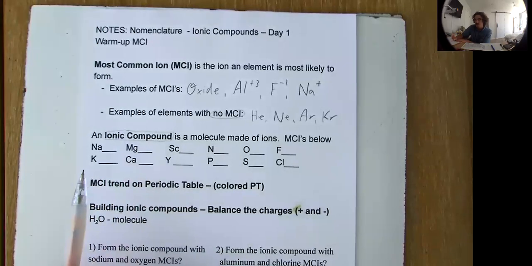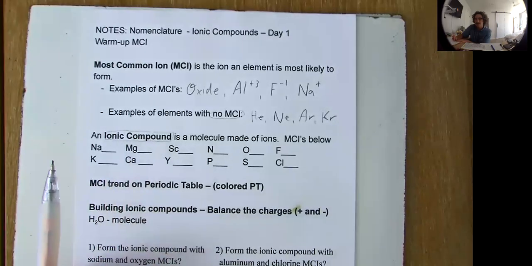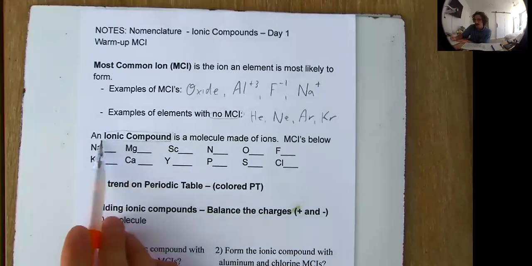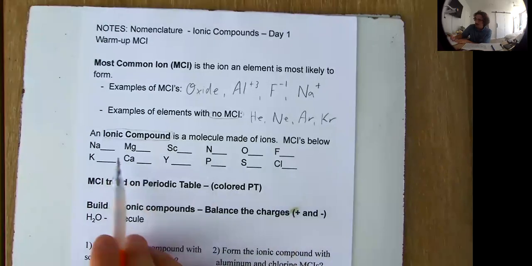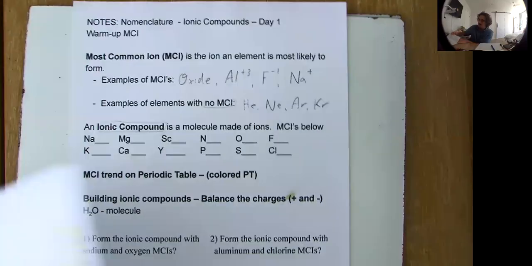So we gave a definition of a compound earlier, and that's when elements combine together chemically to form compounds. Now we have a specific type of compound called an ionic compound, and that's when ions combine together to form an ionic compound. Okay, so the most common ions are written below. Let's review how we find the most common ions again.